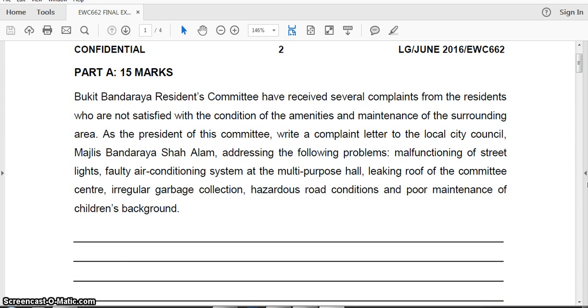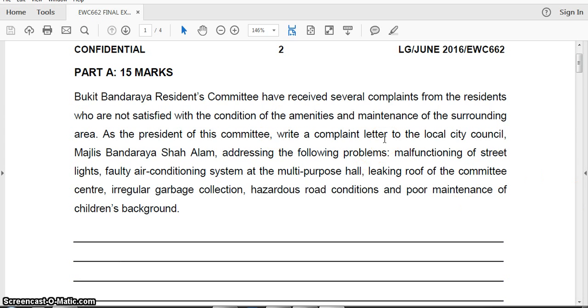Now for part A, you're going to write either a complaint letter or an adjustment letter. Now adjustment letter is actually a reply to a complaint letter. Now for part B, you're going to write a resignation letter. Now let us look at part A.